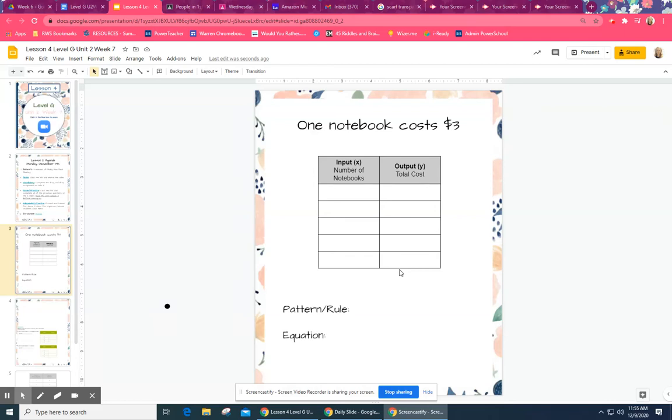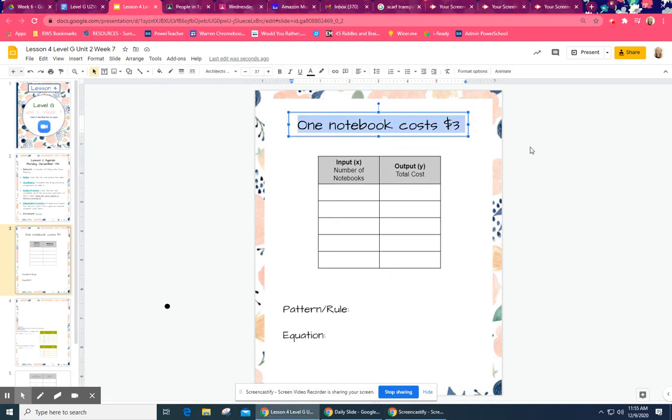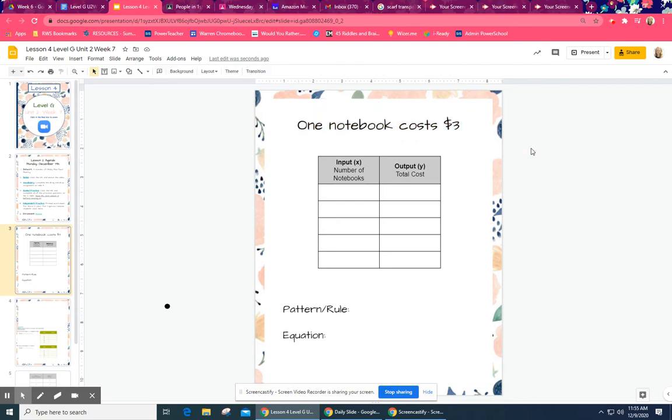In this short video, I'm going to show you guys how to fill out a t-table and then how to use the t-table to write an equation. So I am telling you that one notebook costs $3. It's the only information I give you, but that is enough to fill out a t-table.